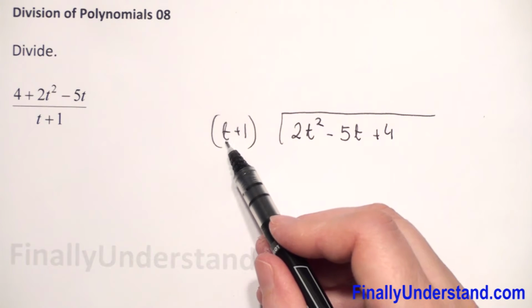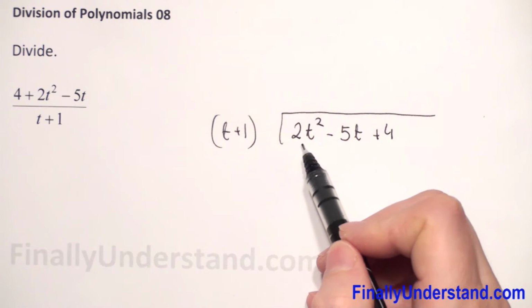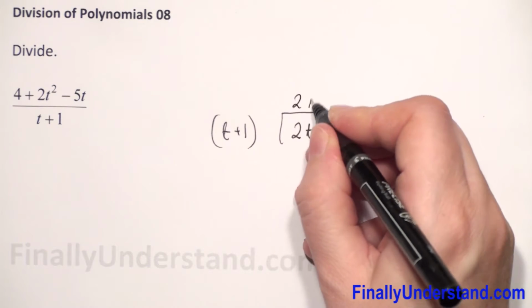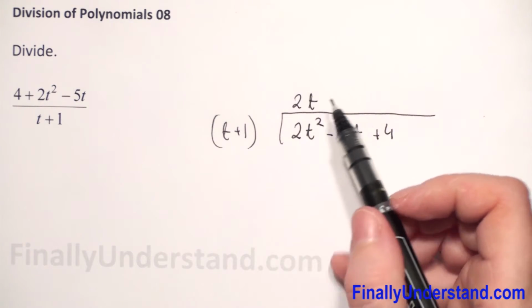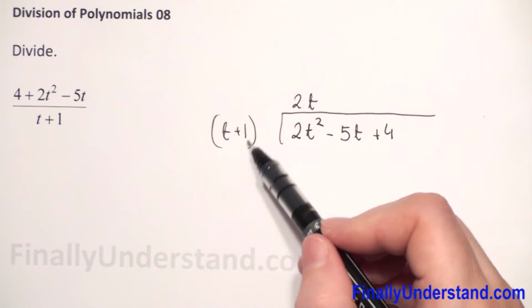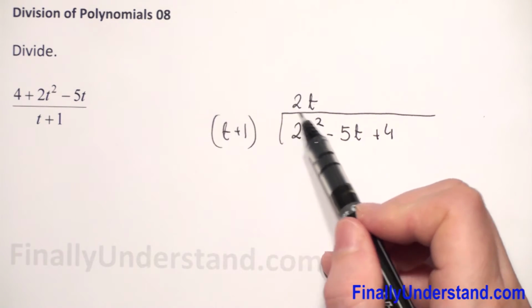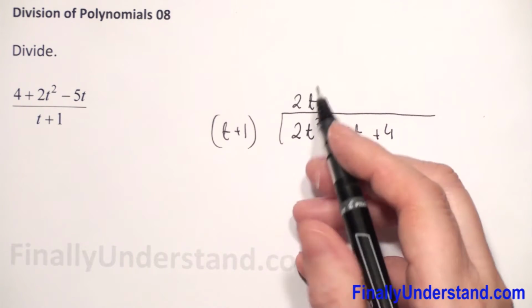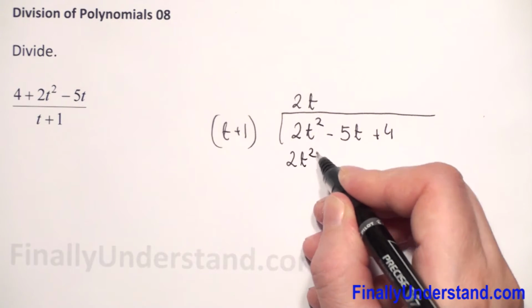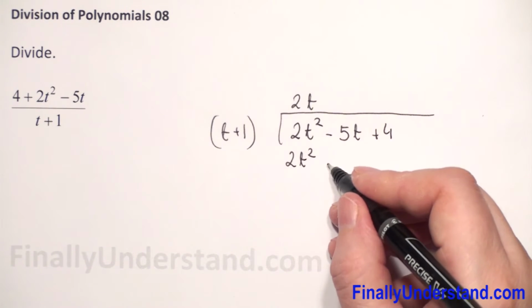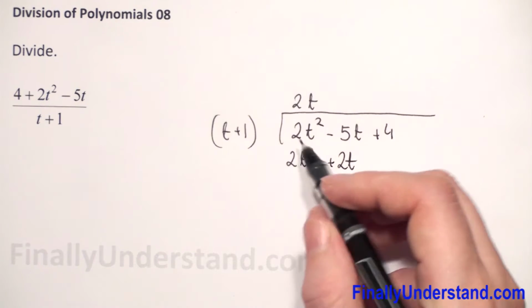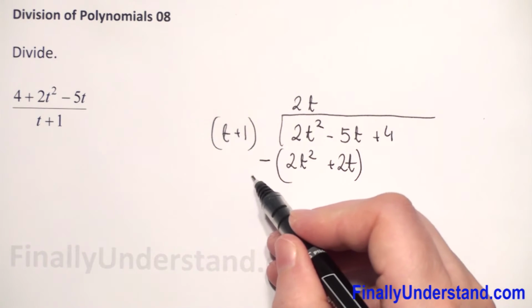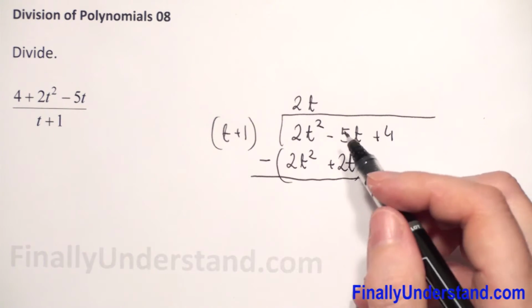By what do I have to multiply t to get 2t squared? By 2t, of course. And now I have to multiply every term of our divisor by whatever I have here. 2t times t is 2t squared. 2t times 1 is 2t. And now we have to do subtraction. We have to underline everything.